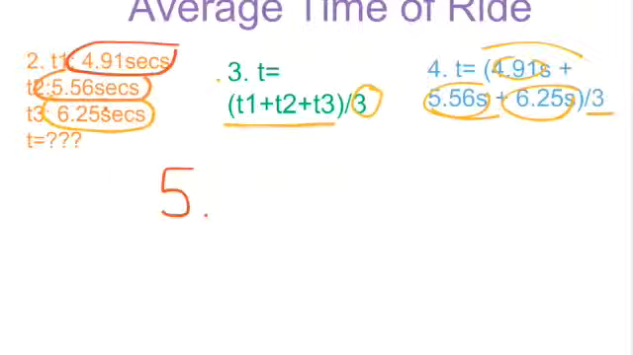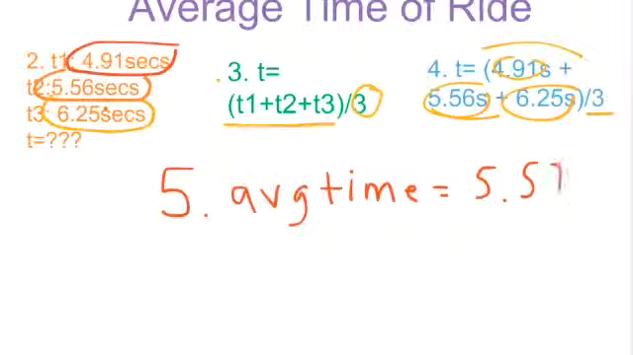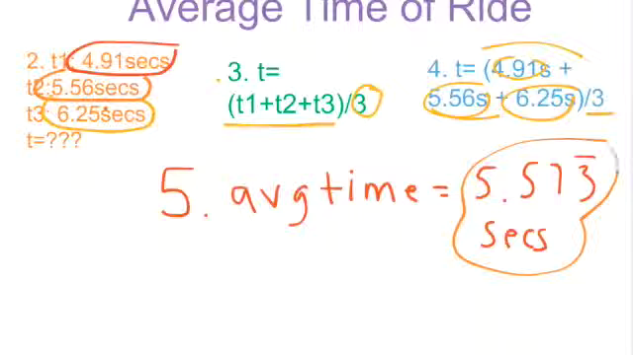the answer. So T, average time, will equal 5.573 seconds. So this is the average time of the marble to go down and through our roller coaster. Thank you.